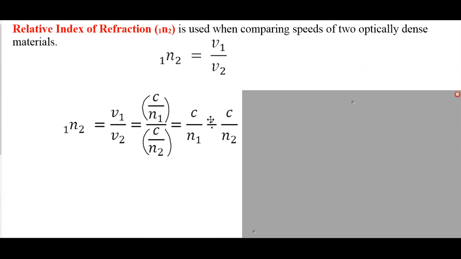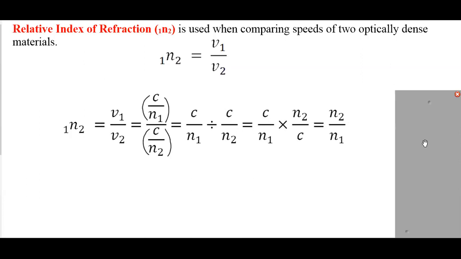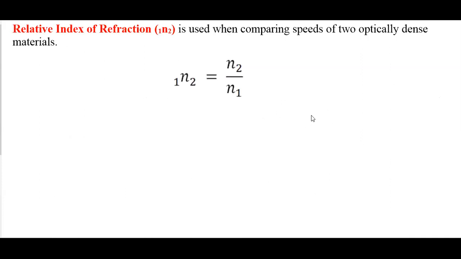So I'm going to set them side by side, right? Instead of a fraction like this, I'm just going to set them side by side. Hopefully you were told that when you divide by a fraction, you flip the second one into a multiplication. When you do that, you'll see that the speed of light actually cancels out altogether, and you're left with the actual equation for your relative index of refraction: N2 divided by N1, the index of refraction of medium 2 divided by the index of refraction of medium 1. That'll give you the same result as if you took velocity 1 divided by velocity 2.